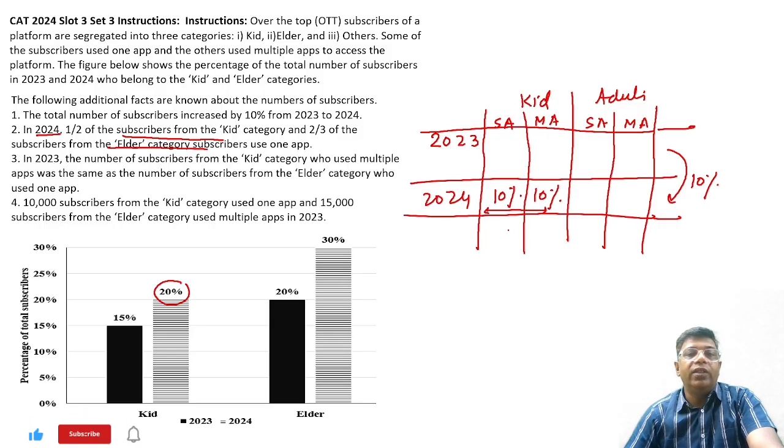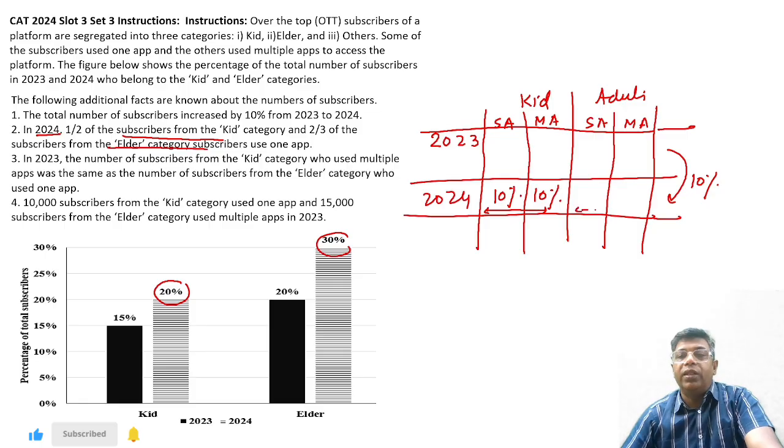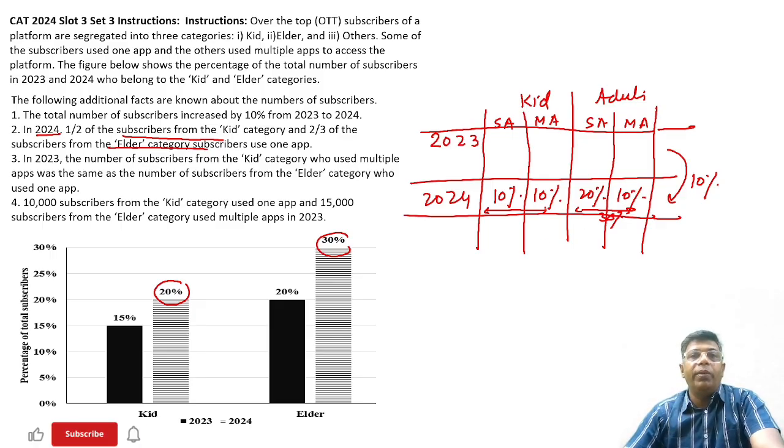And for adults, 2/3 of the subscribers use one app. So in adults, the total number of subscribers is 30%. Out of that 30%, 2/3 means 20% will use single app and the rest 10% will use multiple apps. If I know how many adults and how many kids there are, I will be able to easily calculate this value.